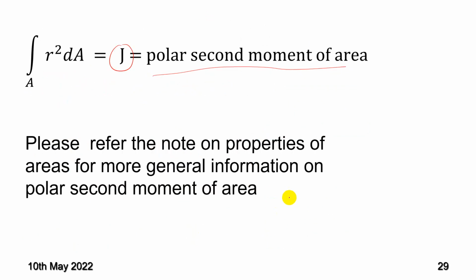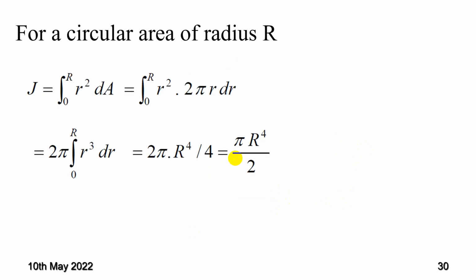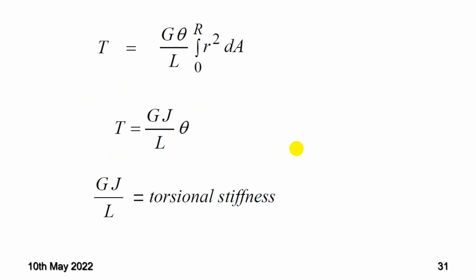You can refer to this polar second moment of area from previous studies, in the second year or in the first year. For a circular area of radius r, J is equal to the integral of r squared dA, and if you substitute dA as 2 pi r into dr, that becomes 2 pi r to the 4 over 4. So pi r to the 4 over 2 is the value of J for a circular area.